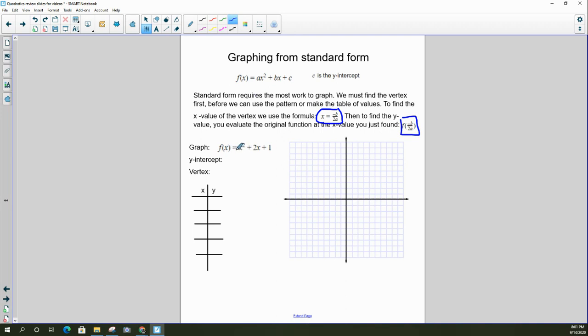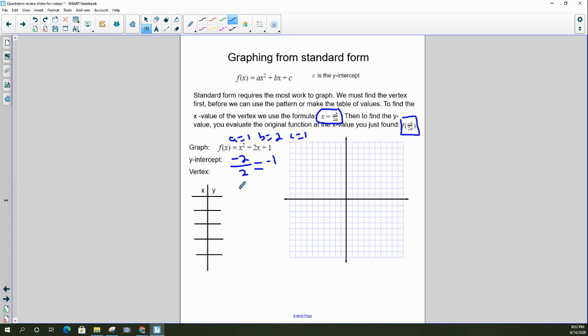Our problem here is f of x equals x squared plus 2x plus 1. We want to graph that function, so we need to find the vertex. We're going to do negative b over 2a. In this problem, a is 1, b is 2, and c is 1. When I plug that in, I get negative 2 over 2 times 1, which is negative 1. So the x-coordinate of my vertex is negative 1. Now I need to plug that in.